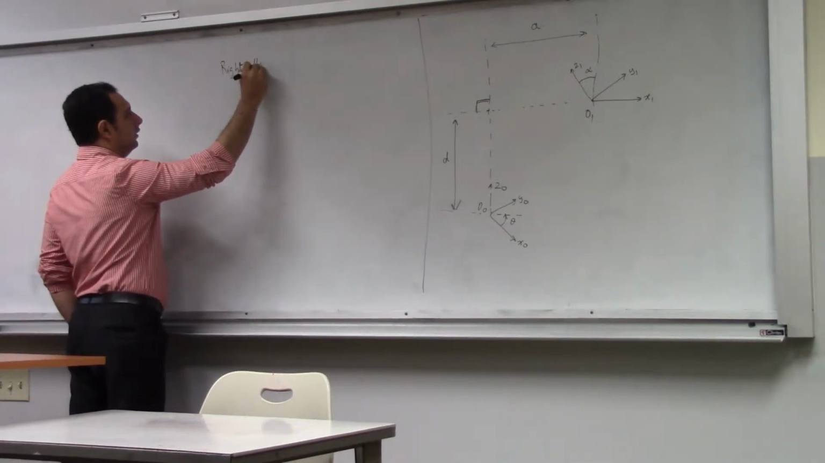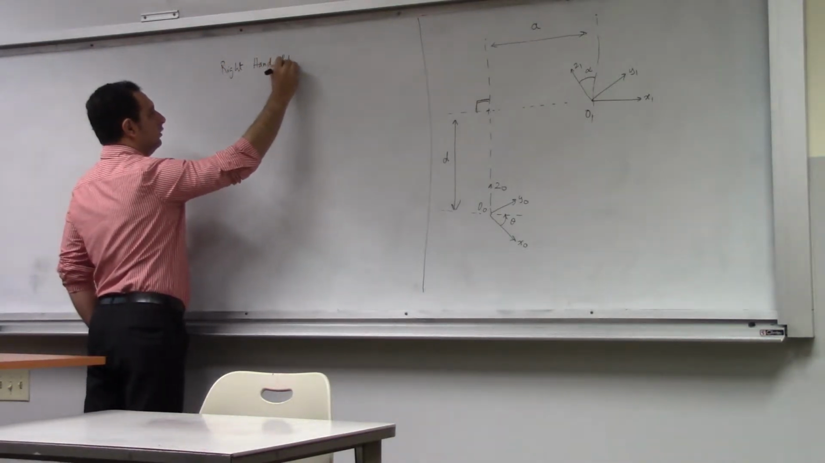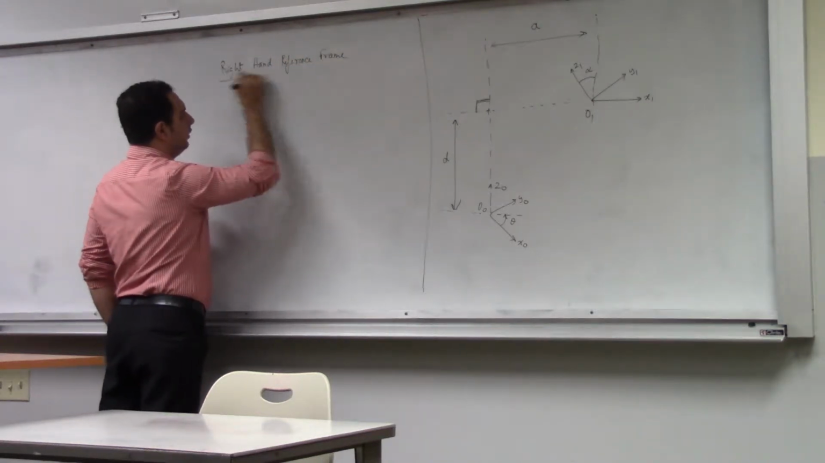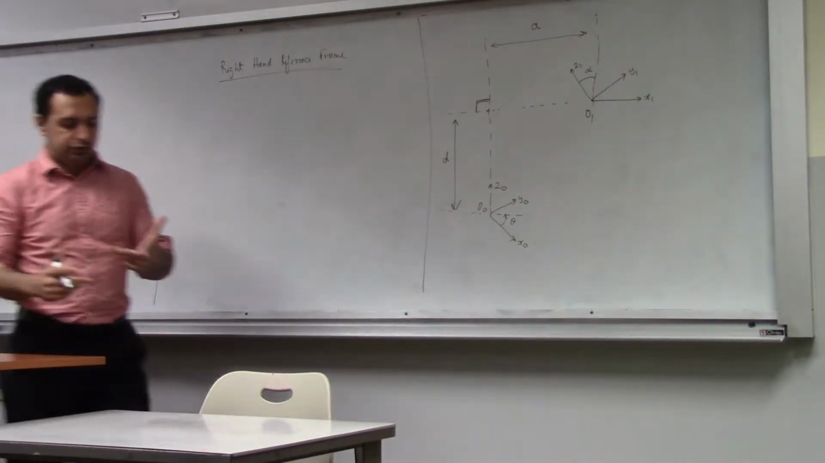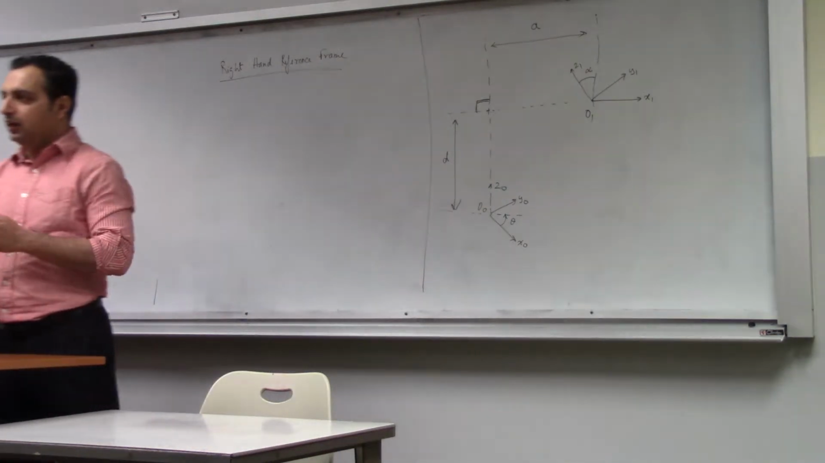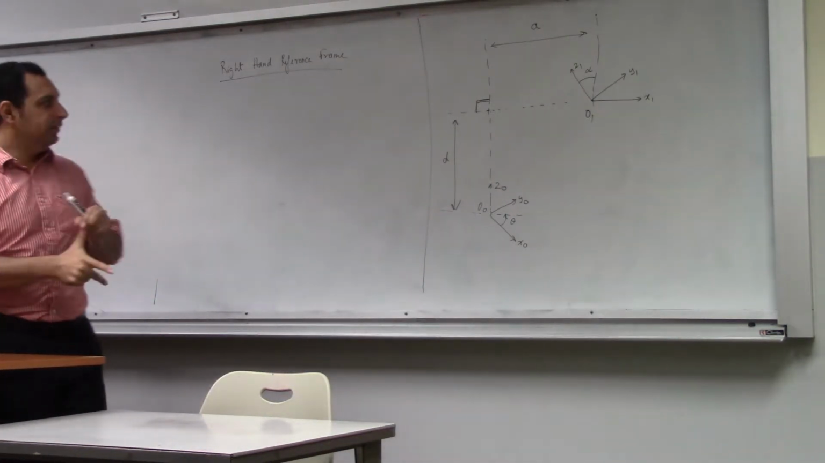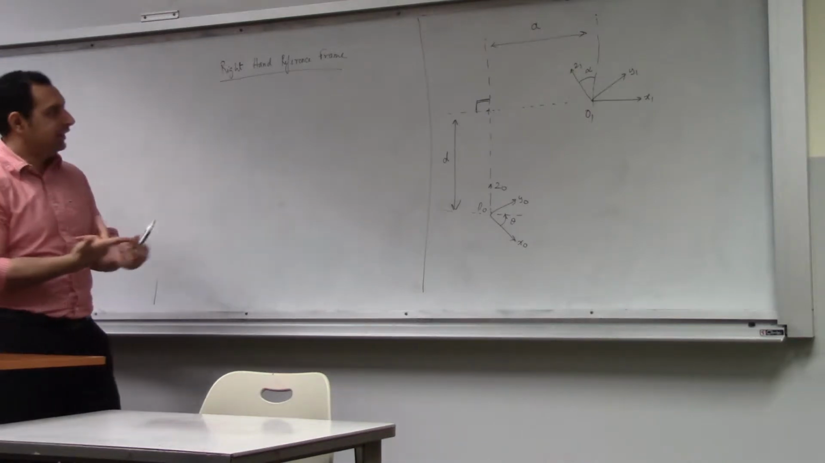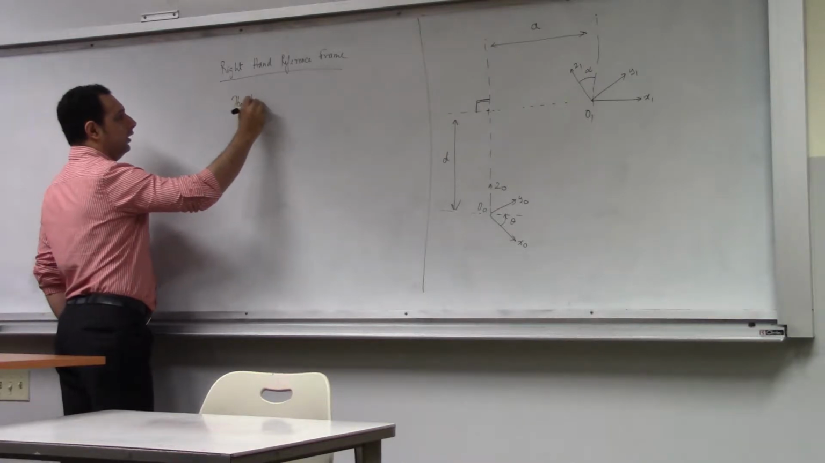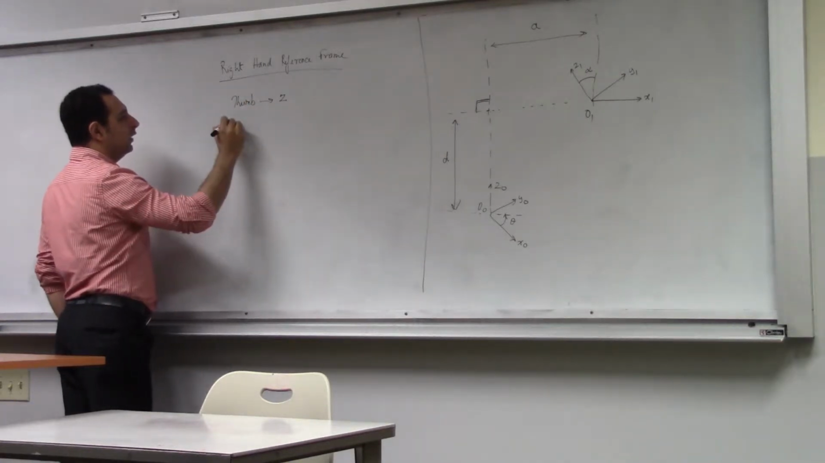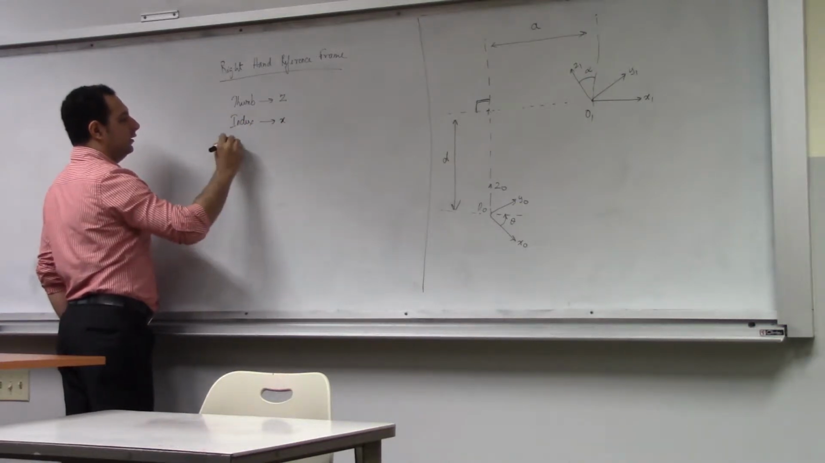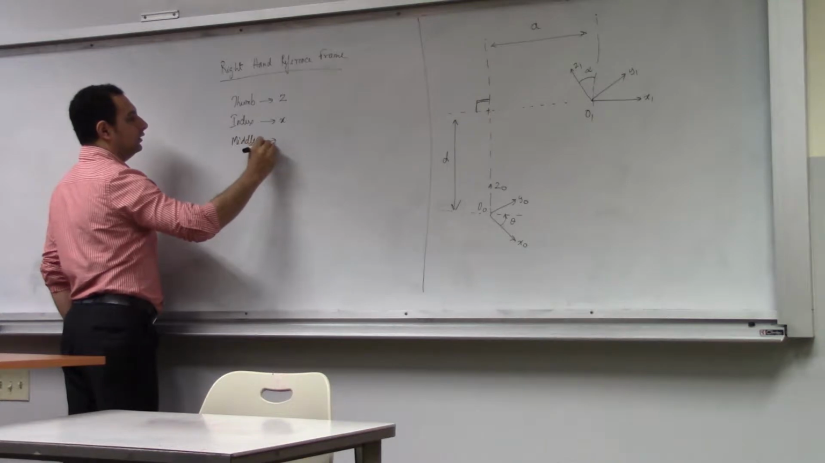Right-hand reference frame. What is a right-hand reference frame? Your right hand, three fingers represent the axes: your thumb is your Z-axis, index finger is your X-axis, and the middle finger is Y.